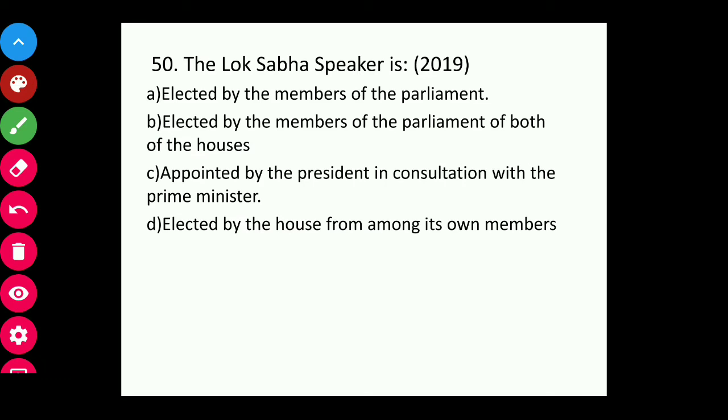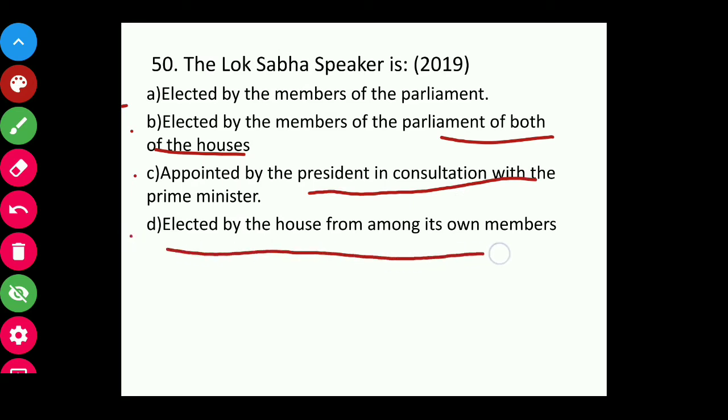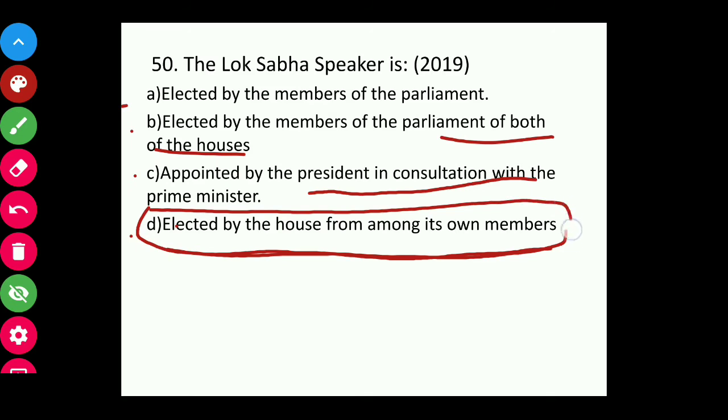Question number 50. The Lok Sabha Speaker is A. elected by the members of the parliament, B. elected by the members of both of the houses, C. appointed by the president in consultation with the prime minister, D. election by the house from among its own members. So the answer is D. The speaker is elected by the house from among its own members.